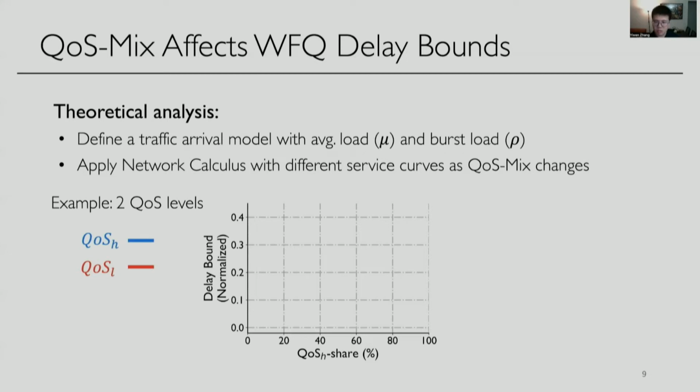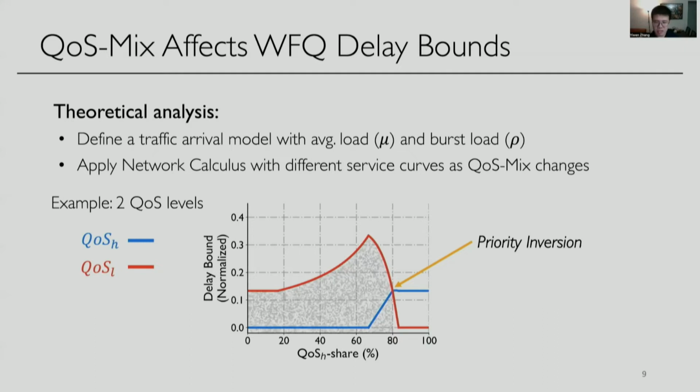First, the QoS-Mix can affect the delay bound in both QoS levels, and we can observe there are different regions of delay bound as QoS-Mix changes. And second, as we keep increasing the QoS high share, we will hit a priority inversion point where the delay bound of the QoS high class becomes larger than the delay bound of the QoS low class. This implies that we need to select our QoS-Mix before this priority inversion happens, as indicated by the shaded area in the curve. In the paper, we call this an admissible region.